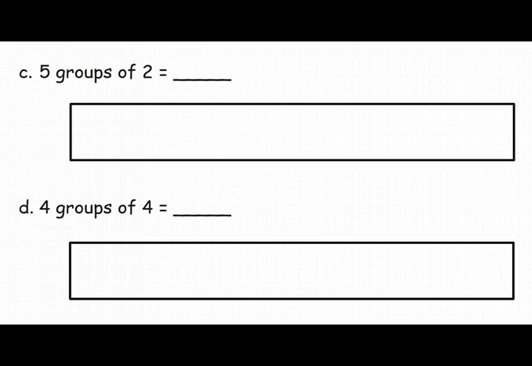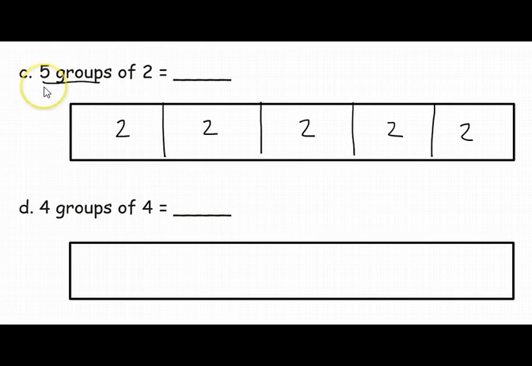The next problem asks for 5 groups of 2. So I'm going to draw my 5 groups on the tape diagram first. So I'll divide it into 5 equal pieces, and I'll put 2 in each piece. To find my sum, I can add going across. 2 plus 2 is 4, plus 2 is 6, plus 2 is 8, plus 2 is 10. 5 groups of 2 is equal to 10.